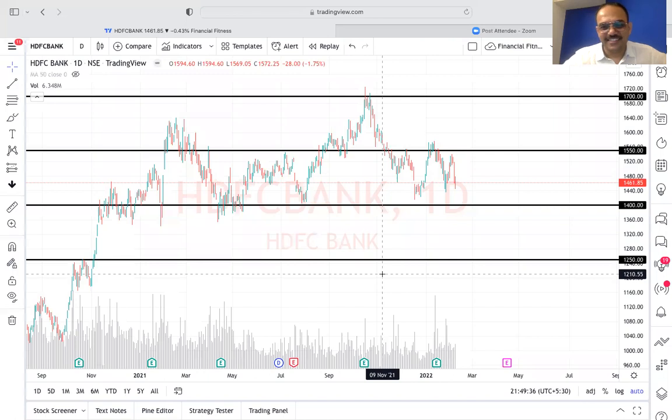Okay, so don't worry about it. It comes with practice. You will not find it on Google. Google will not give you the answer to what the support resistance of HDFC Bank is. Somewhere you might find it, but don't do that first. Second, don't worry whether you are doing it right or wrong. With time you will understand.